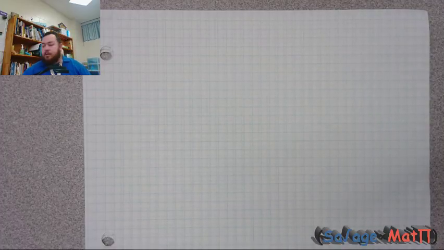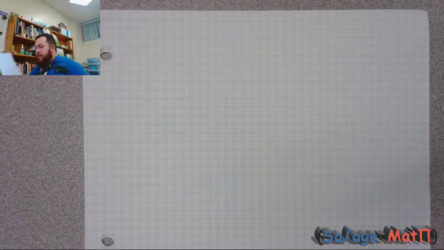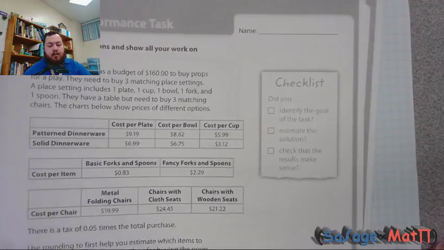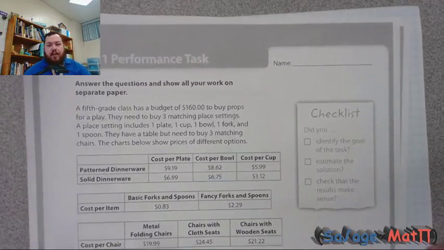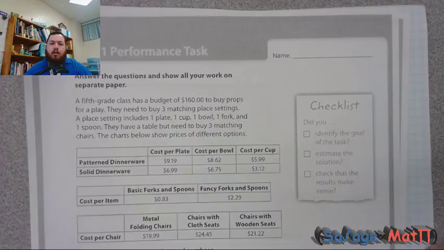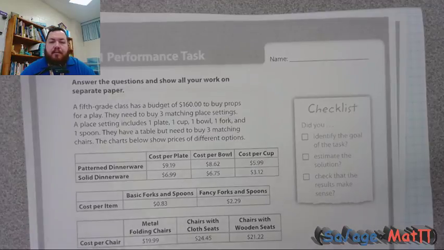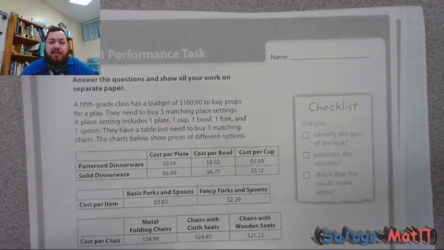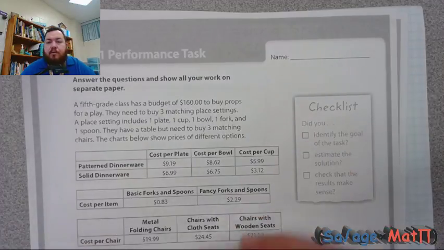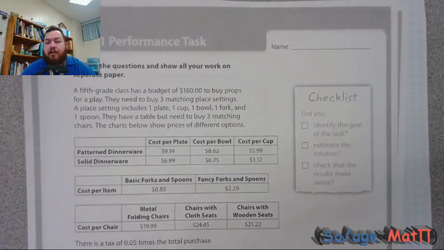So let me go ahead, I made myself some copies of today's work. The first thing we did is a fifth grader has a budget of $160 to buy props for a play. They need to buy 3 matching play sets. A play set must include 1 plate, 1 cup, 1 bowl, 1 fork, and 1 spoon. They have a table, but they also need to buy 3 matching chairs. The chart shows the prices below with a different option.